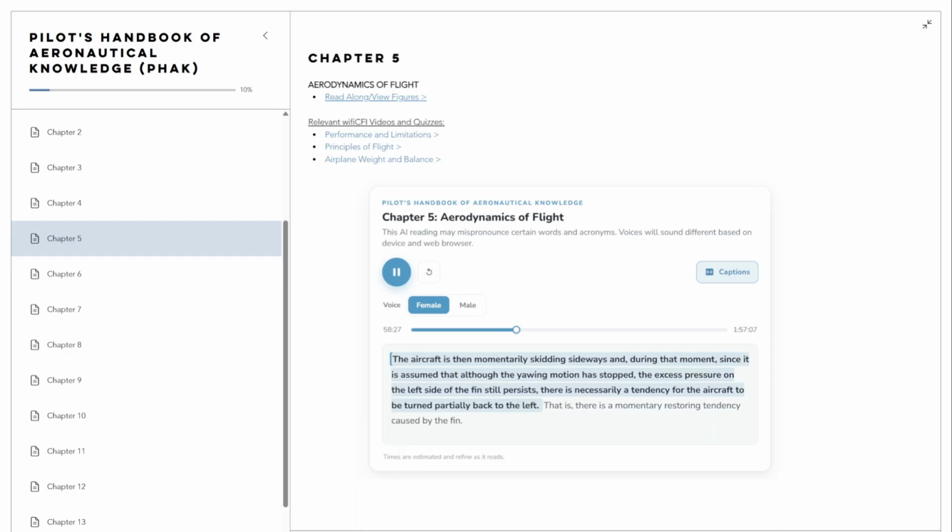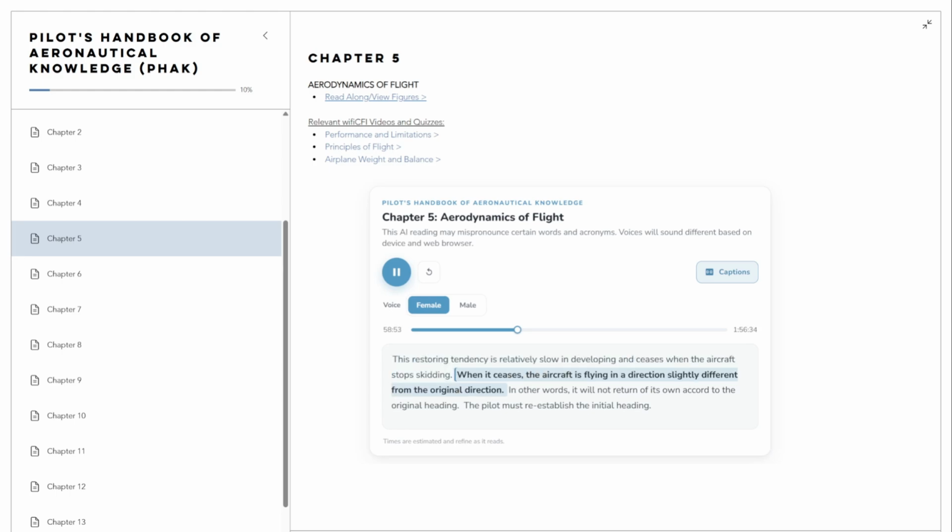The aircraft is then momentarily skidding sideways and, during that moment, since it is assumed that although the yawing motion has stopped, the excess pressure on the left side of the fin still persists, there is necessarily a tendency for the aircraft to be turned partially back to the left. That is, there is a momentary restoring tendency caused by the fin. This restoring tendency is relatively slow in developing and ceases when the aircraft stops skidding.